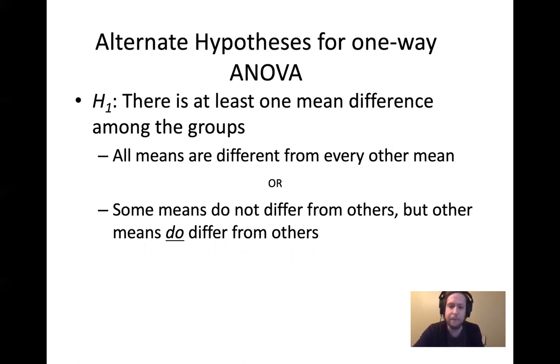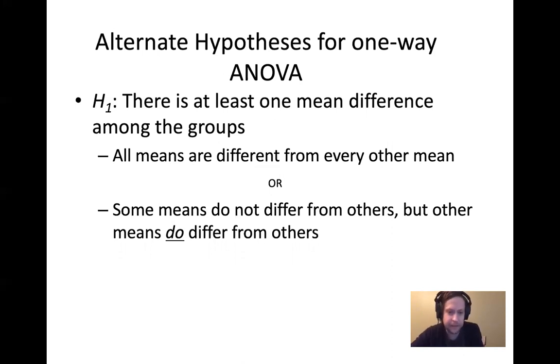The research hypothesis is probably most concisely said here: there's at least one mean difference among the 3 groups, which can mean 2 different things at the same time. It can mean all of the means are different from each other. That is, mu1 does not equal mu2, which does not equal mu3.